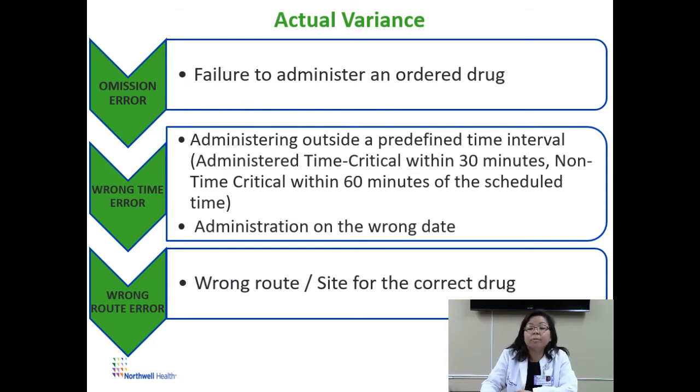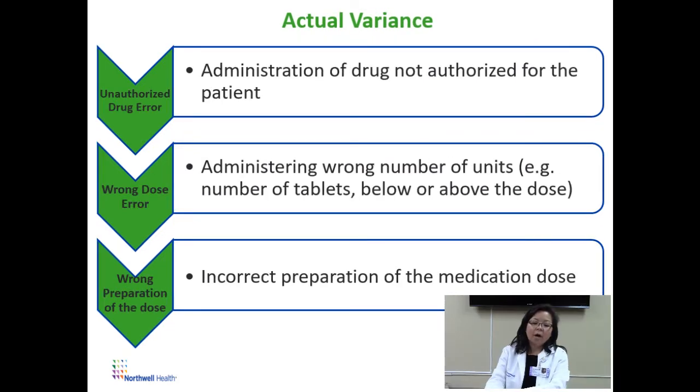So one is failure to administer an ordered drug. So that's an omission. Another one would be administering outside a predefined time interval. Wrong time. Wrong route would be the wrong route site for the correct drug. Unauthorized drug error: administration of a drug not authorized for that patient. Wrong dose error: administering the wrong number of units, for example, giving too many tablets of something. Wrong preparation of that dose: incorrect preparation of the medication dose. Maybe it was supposed to be oral, but instead you gave it as an IV solution.